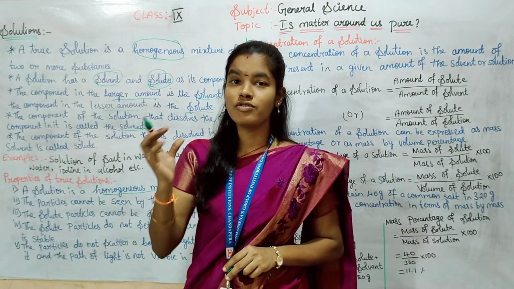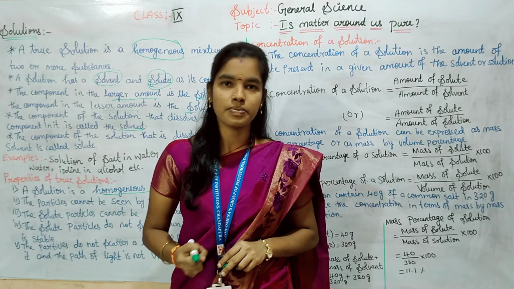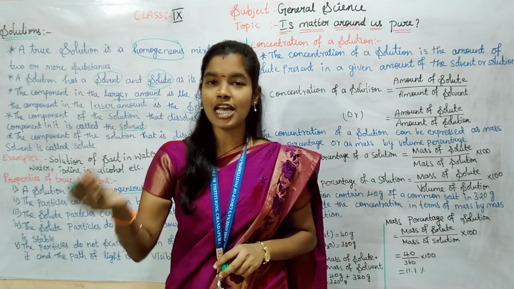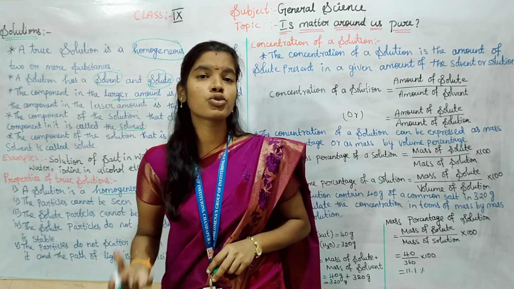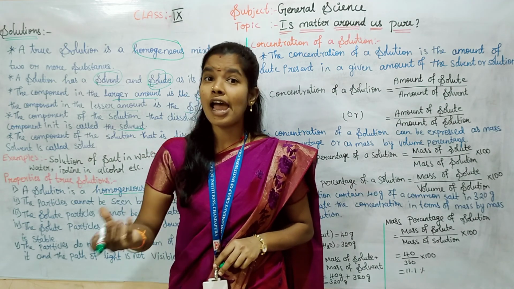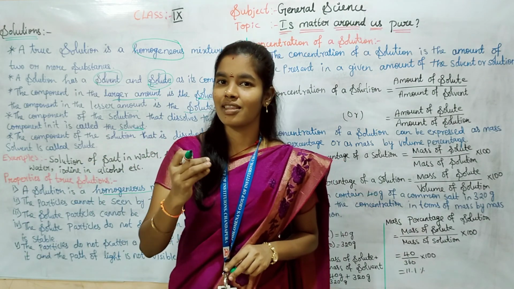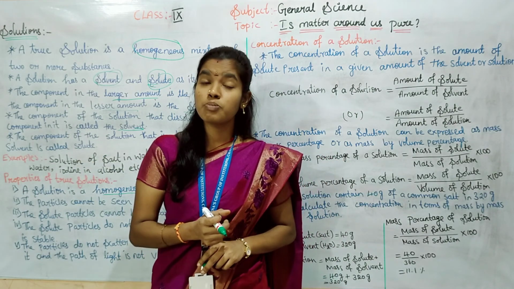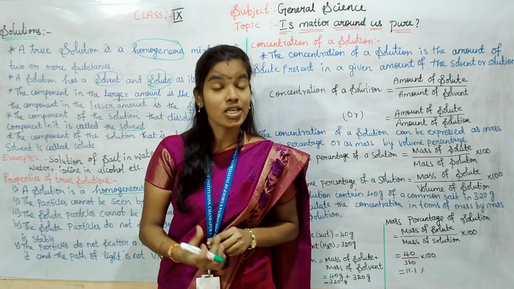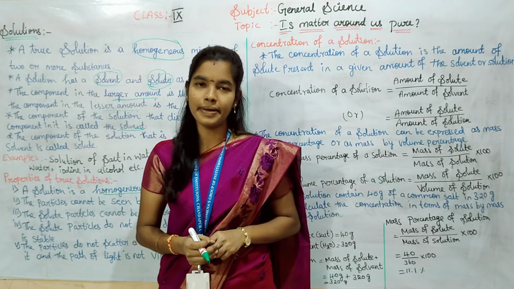Just understand clearly, children. A solution is a homogeneous mixture, and it has two components: solvent and solute. What do you mean by solvent? The component which is in the larger amount, and also the component which dissolves other components in it, is the solvent. And the component which is in the lesser amount, and which is dissolved in the solvent, is the solute.